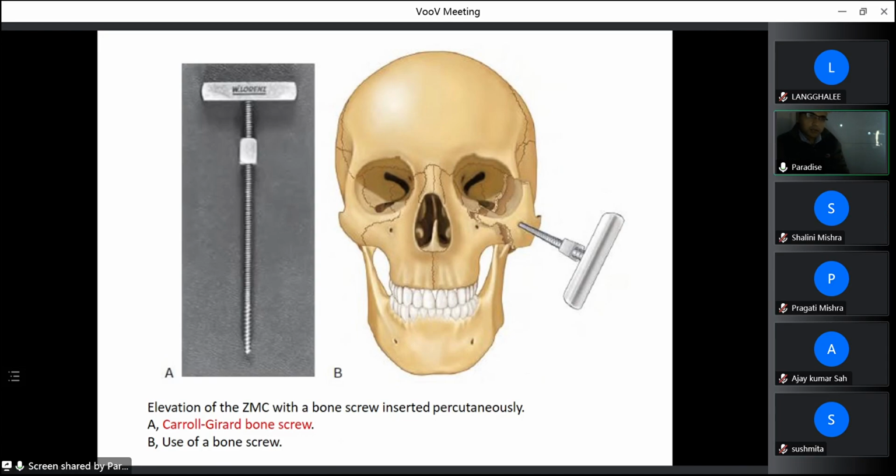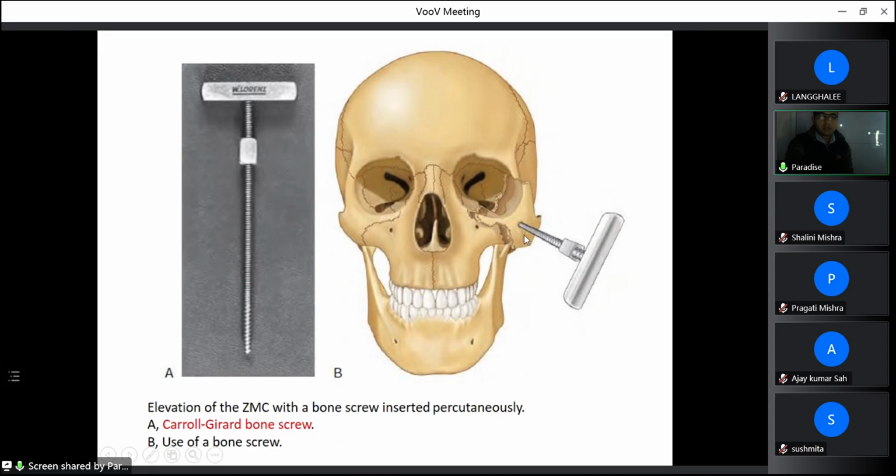Another instrument is the Carroll-Girard screw. It is used for the elevation of the zygomatic bone. If your zygomatic bone is fractured, it may be displaced medially or laterally, or most of the time it is displaced downward due to the contraction of the masseter muscle. The masseter muscle is attached to the zygomatic bone, zygomatic arch. So due to the contraction of the masseter, it may be displaced inferiorly.